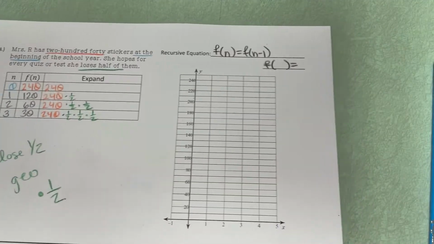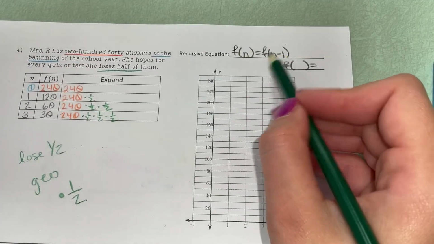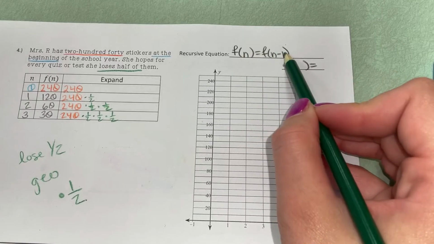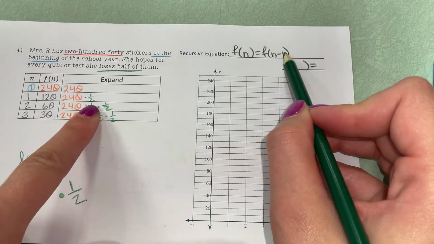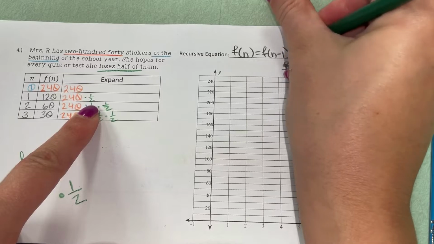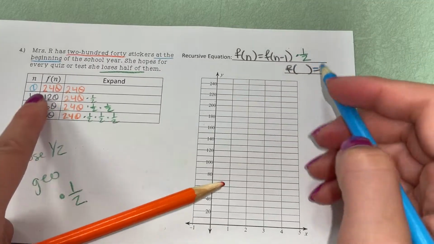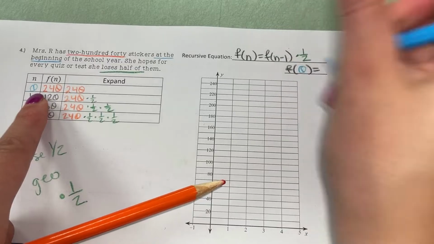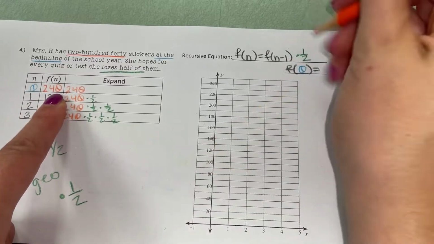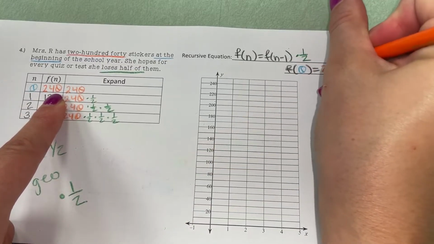So when I fill out my recursive, again, always starting with the formatting, f of n equals f of n minus 1. Our common ratio this time was 1/2, so we write times 1/2. Then to write our start values, we started with time 0, and our starting number was 240.